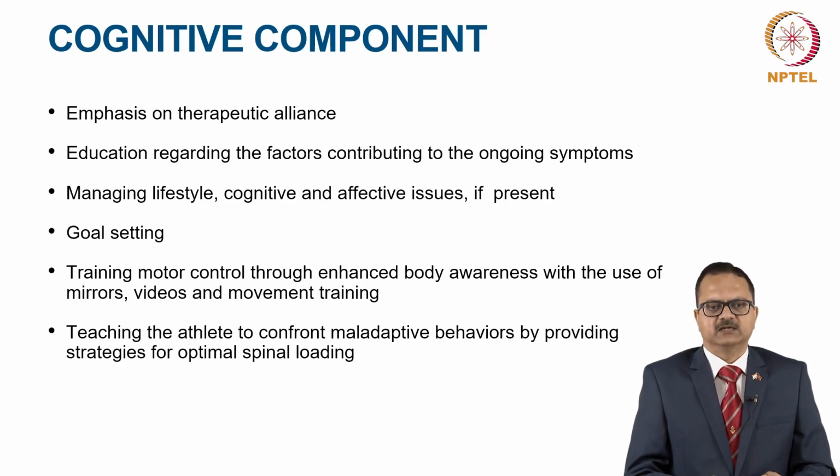You have to train the athlete for motor control and you have to train him for enhanced body awareness. You may use mirrors, you may use videos, you may use movement training. You have to teach the athlete to confront maladaptive behaviors. That means you have to tell him this behavior is wrong, this movement pattern is wrong, and in this movement you're loading the spine in an abnormal manner. So once you train him accordingly, you have to retrain him to not perform these maladaptive behaviors.